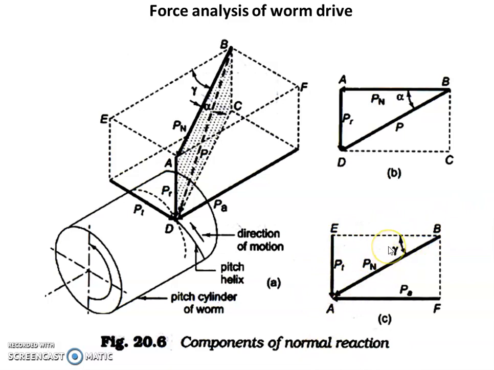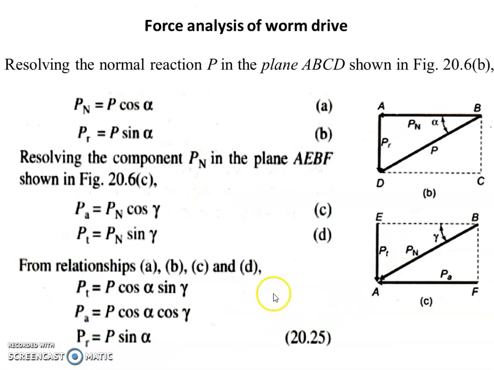We have considered that gamma as a lead angle. Is it okay? So PN, PT and PA. So this is the axial component of force, this is the tangential component of force, and the angle between this EB and BA, that is gamma, which is shown here. Is it okay? Now with reference to these figures, we have to identify the relationship between normal reaction P in the plane ABCD as shown here.